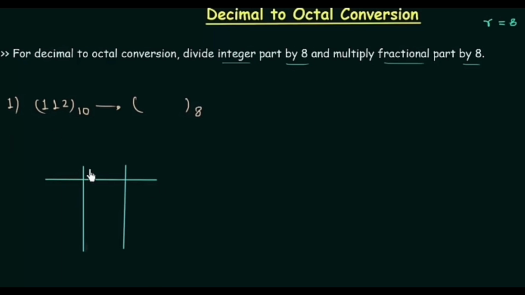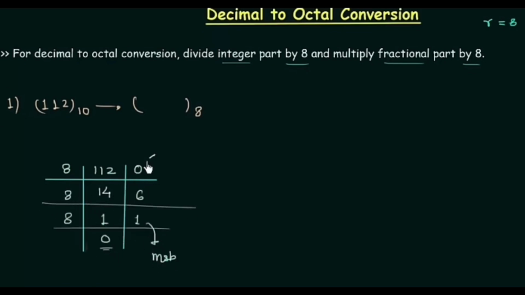We have to divide 112 by 8, because we have to divide the integer part by 8. When you divide 112 by 8, the quotient is 14 and the remainder is 0. We will again divide 14 by 8 and we will stop here. This one here is the MSB and this 0 here is the LSB.